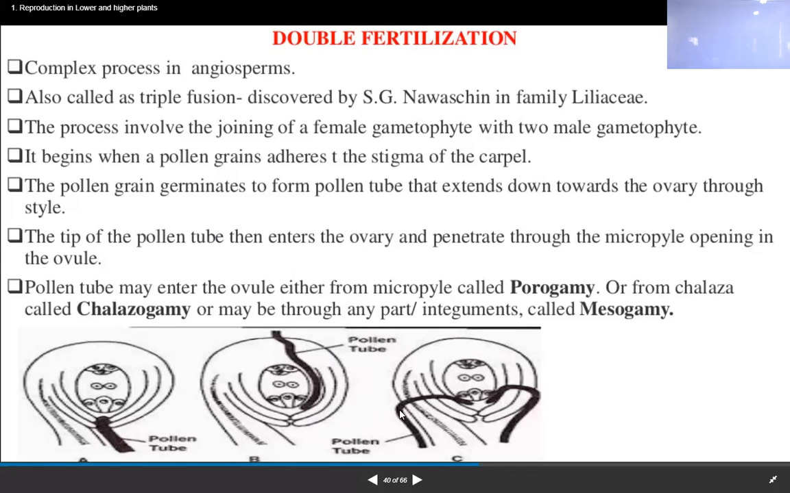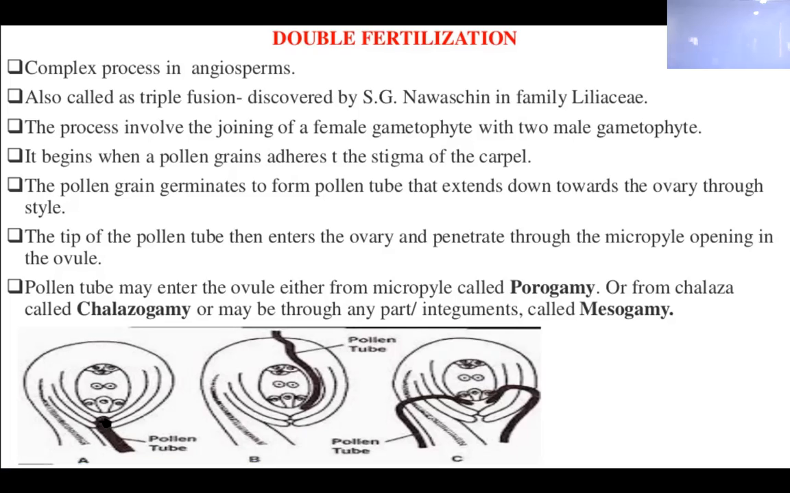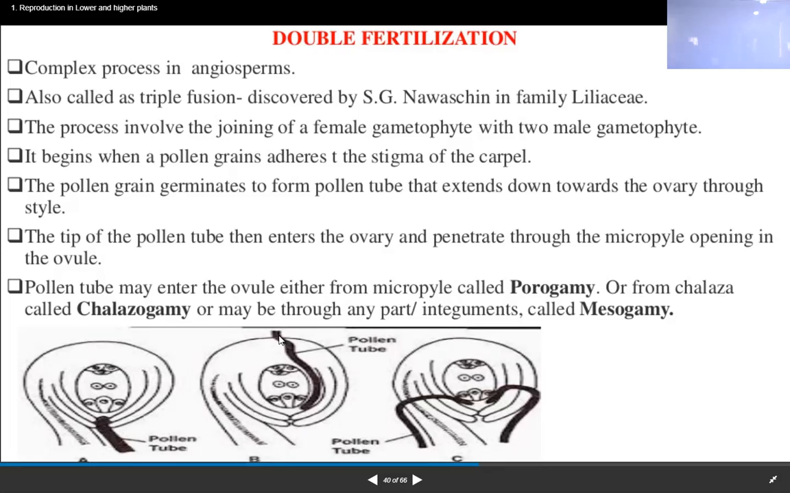So in these three diagrams, you will observe: if it is through the micropyle, this is your micropyle, right? If the pollen tube enters through the micropyle, it is called porogamy. If it is through the chalaza, this is your chalaza. We are talking about an anatropous ovule. If the pollen tube enters through the chalaza, it is called chalazogamy. And if it is through any part of the integument, it is called mesogamy. Understood?